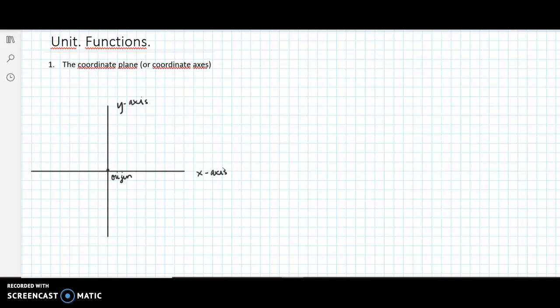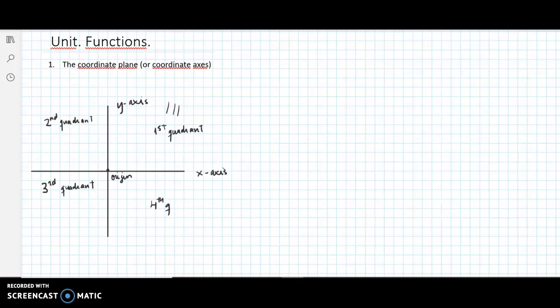The four lines divide the space into four quadrants. So up here to the right we have the first quadrant. If we go to the left, we will find the second quadrant. Below, the third quadrant. And finally, the fourth quadrant.